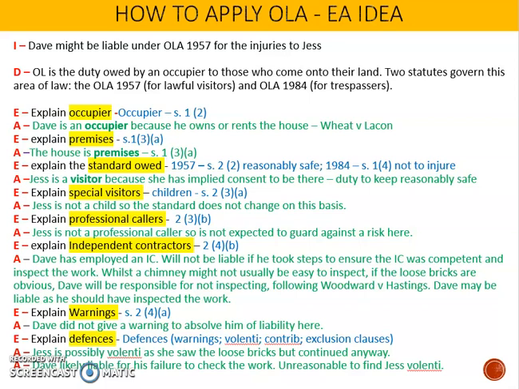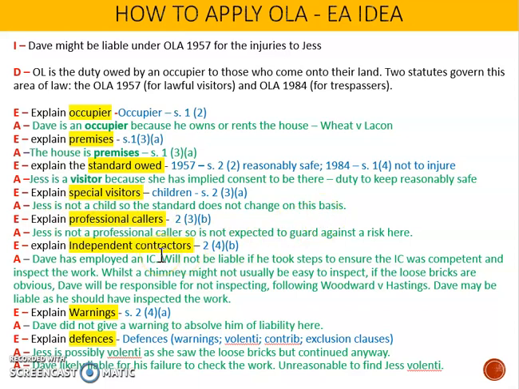And I'll show you on the next slide what my answer would look like if I'd used this EA IDEA instead. So Dave might be liable, defined occupiers' liability, I've explained occupier, and then I've said Dave is an occupier because he owns the house. I've explained premises, Dave's house is premises. I've explained the standard owed, Jess is a visitor because, so there's a duty to keep her reasonably safe. I've explained children, Jess isn't a child, so the standard doesn't change. I've explained professional callers, Jess isn't a professional caller.